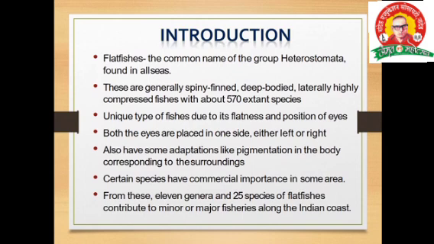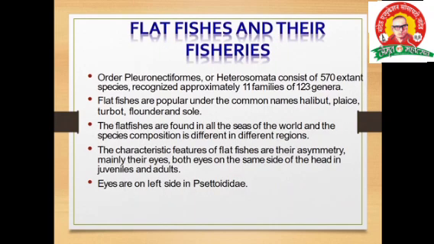From this, 11 genera and 25 species of flatfish contribute to minor or major fisheries along the Indian coast on the basis of commercial importance. Then about the fish and their fisheries. Order Heterostomata consists of 570 extant species, recognized in approximately 11 families and 123 genera. Flatfish are popular under the common name, but they have different names in different states and places, such as halibut, turbot and so on.